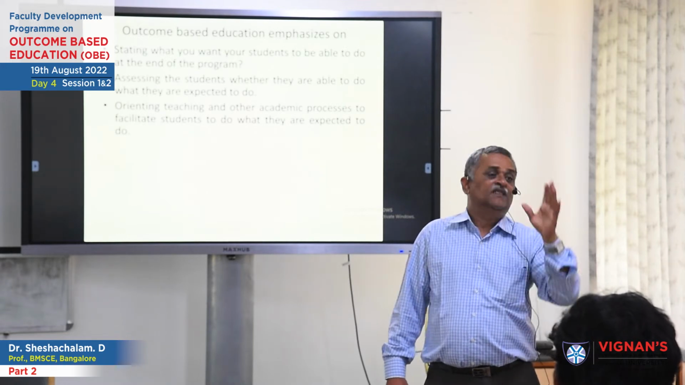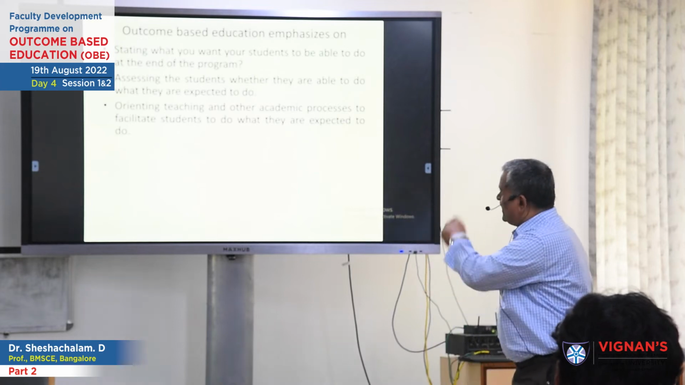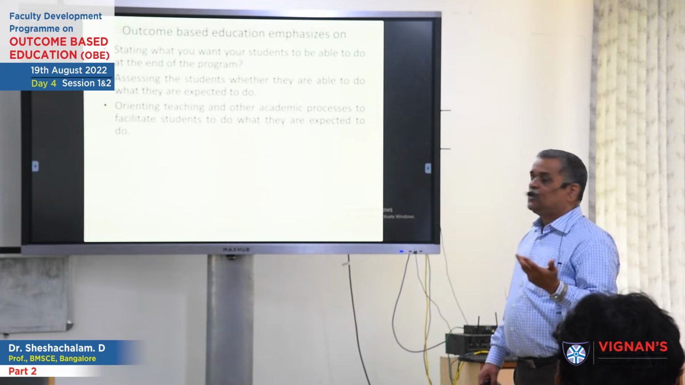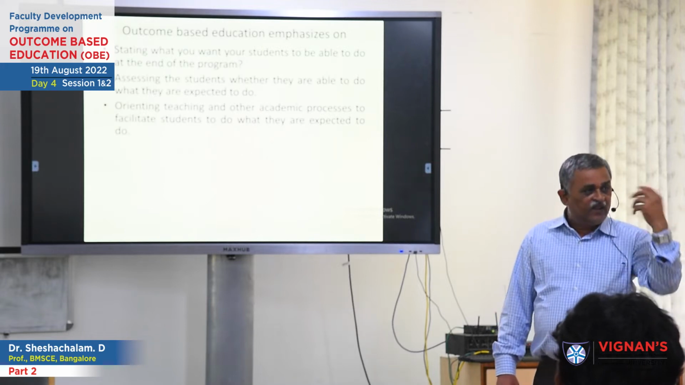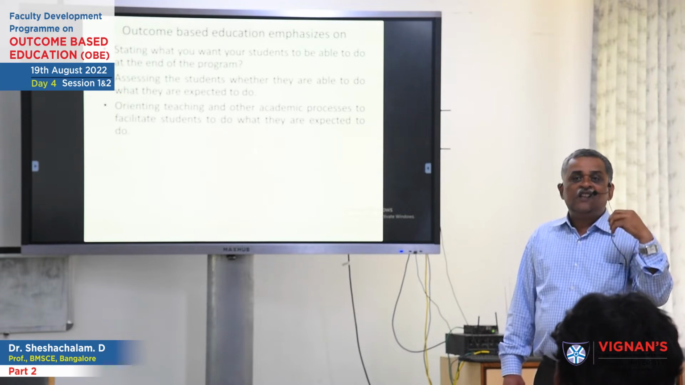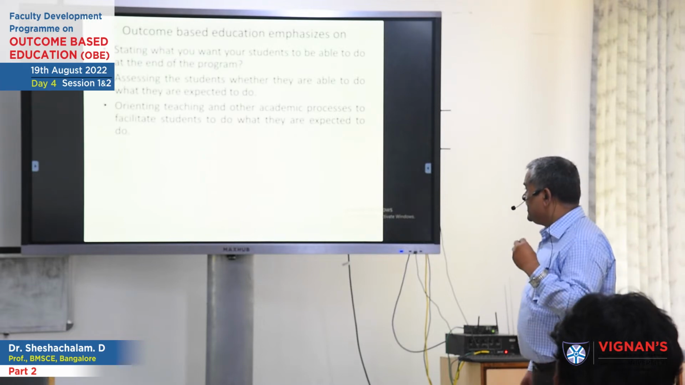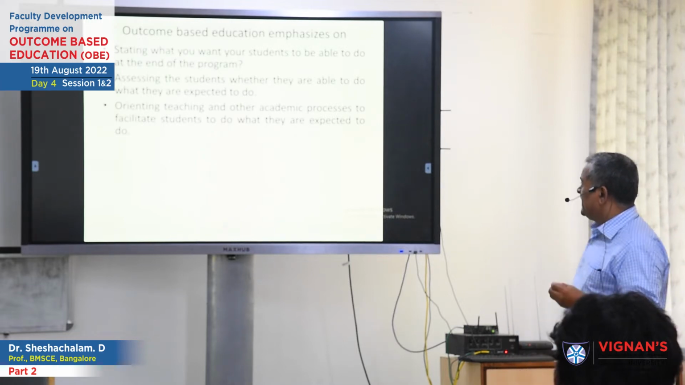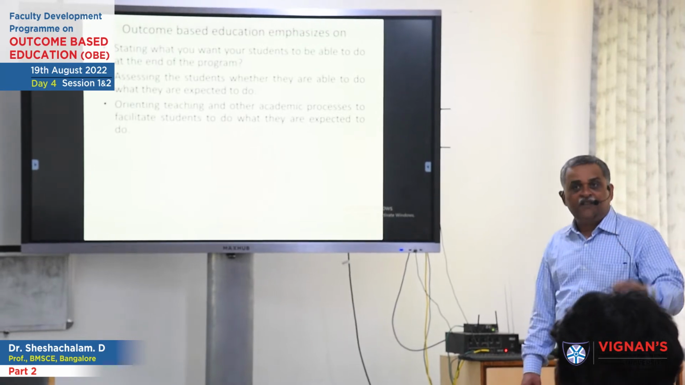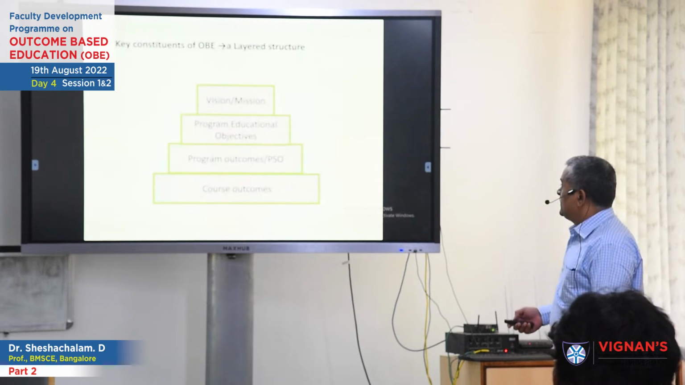That's the basics actually. With that, that is what we also say as what students will be able to do, and we have to assess the students so that they get into those competencies, what we normally call graduate attributes. Then orienting teaching and other academic processes to facilitate the students to do what they are expected to do. This is all the background behind outcome-based education.